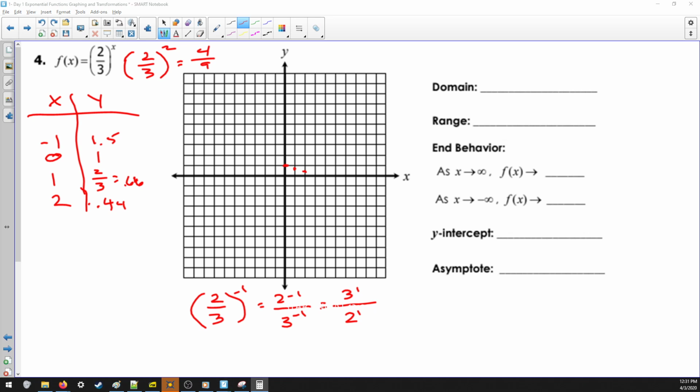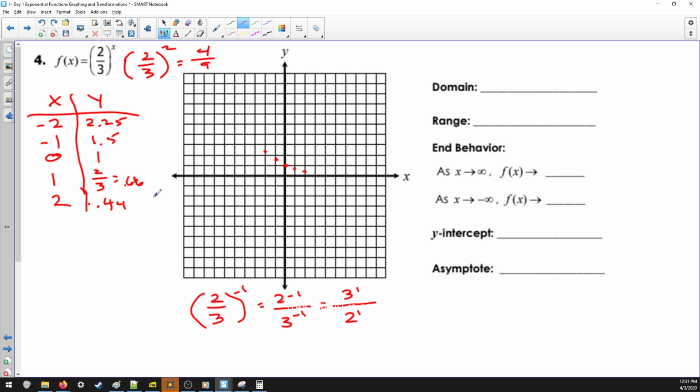And then if I do the last one, I'm just going to do it off to the side. 2/3, and I'm going to raise that to the -2 power, and that's 2.25. So when I plug in -2, I get 2.25. So let's graph those ones. So -1 goes up to 1.5, and -2 goes up to 2.25. And again, this still doesn't look like the shape I'm going for.